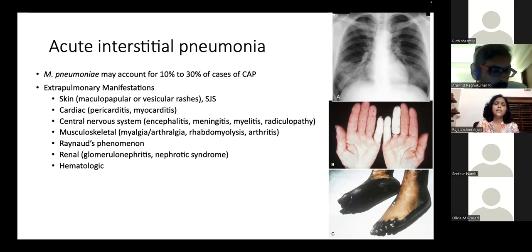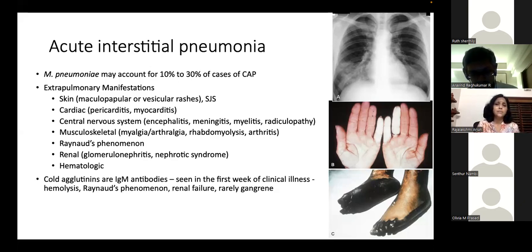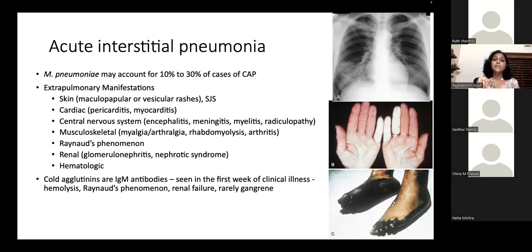These manifestations can affect any organ, from skin, lungs and heart to the central nervous system. They can present as encephalitis, rhabdomyolysis, arthritis, Raynaud's, glomerulonephritis, and they can have a lot of hematologic involvement in the form of hemolysis, etc. These symptoms are produced mainly by IgM antibodies, which are called agglutinins. Remember, these antibodies are first seen in the initial week of the clinical illness, when the pneumonia may not be that evident. Later on, you may find a pneumonia and diagnose it after putting everything together. So Raynaud's and hemolysis may be the initial presentation also.